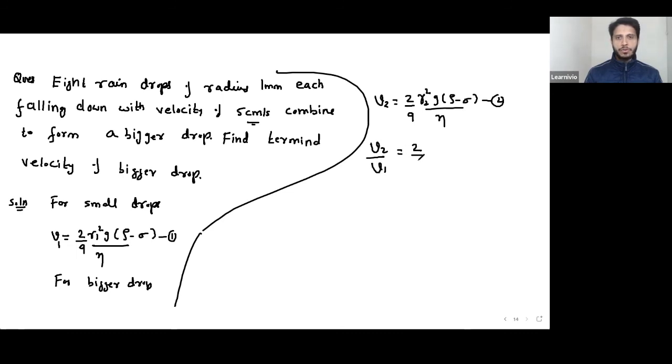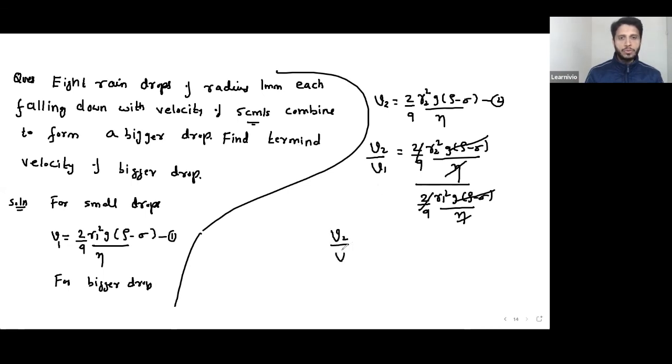The ratio would be 2 by 9, R2 square g, rho minus sigma over eta, divided by 2 by 9, R1 square g, rho minus sigma by eta. The 2 by 9 will cancel, and this thing will cancel this thing. So we are left with V2 by V1 equals R2 square by R1 square. So this is my equation number 3.